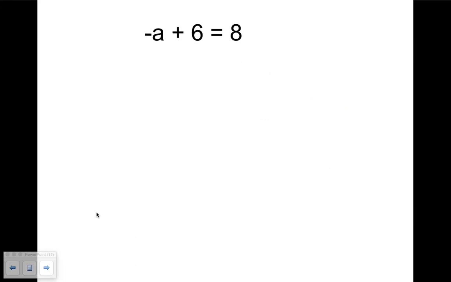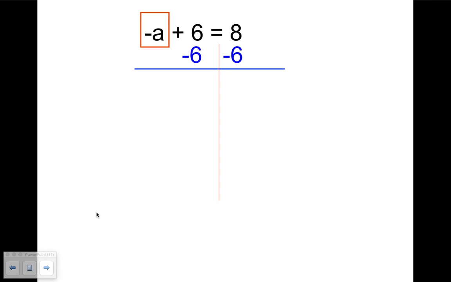This is the last example. The opposite of a plus 6 equals 8. Let's box out the opposite of a, and we want to remove the plus 6, so we add negative 6 on both sides. Positive 6 and negative 6 are a zero pair, so we get the opposite of a equals 2.